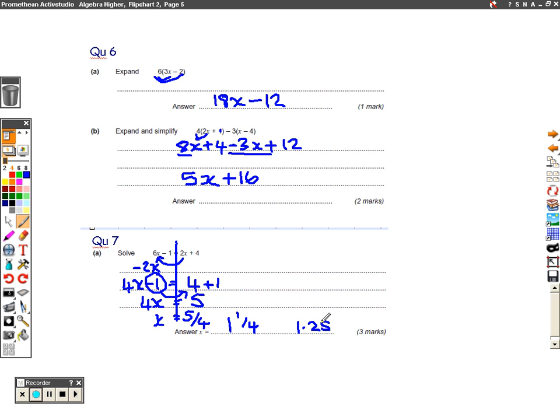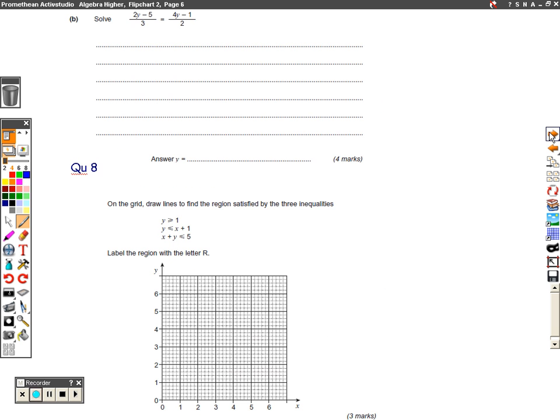Okay, solve the equation now. First thing that we need to point out is that we've got fractions. We do not like fractions, so get rid of them. Okay, so essentially what we're going to do here is cross multiply. Bring the 2 up, bring the 3 up. So we're going to be left with 2 upon 2y minus 5 is equal to 3 upon 4y minus 1.